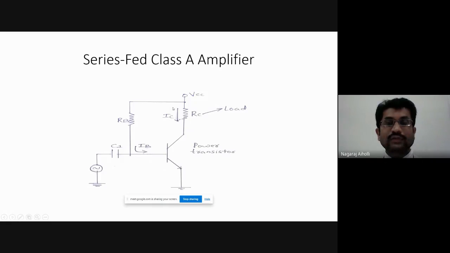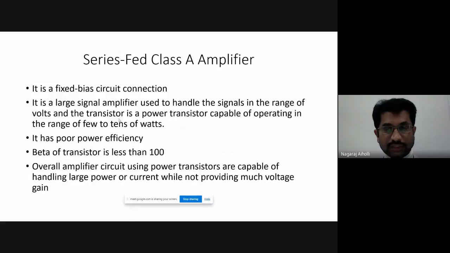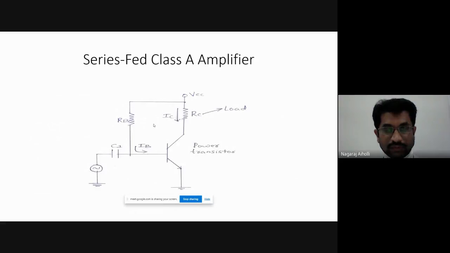If we apply Kirchhoff's voltage law, KVL, what is KVL? KVL says that the sum of the voltages in a closed loop is equal to 0. So we are applying Kirchhoff's voltage law here to this input portion.